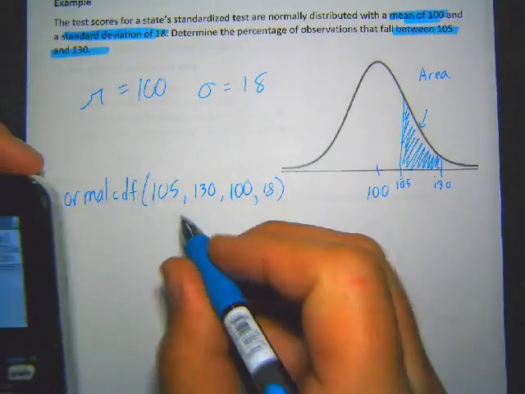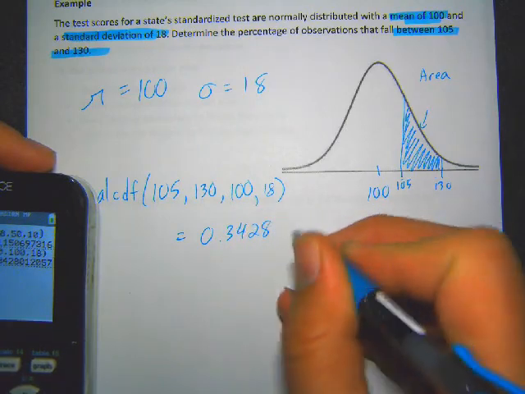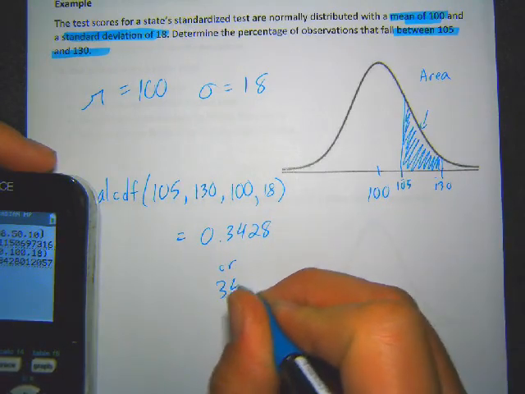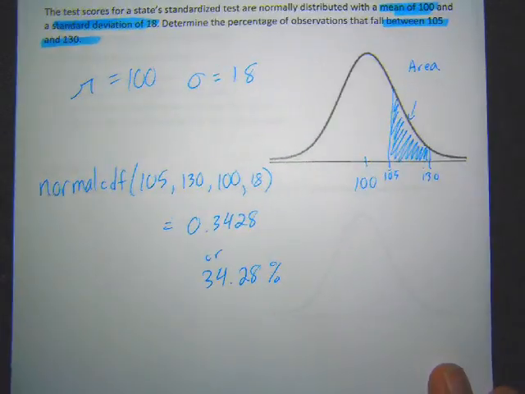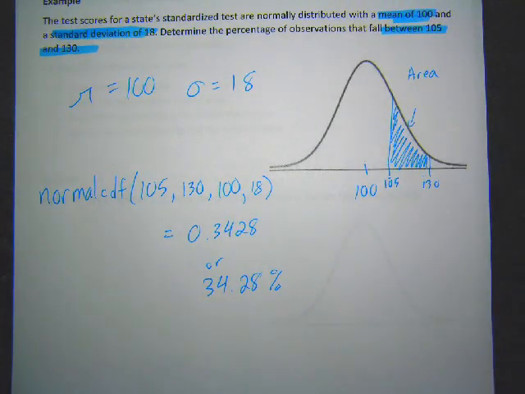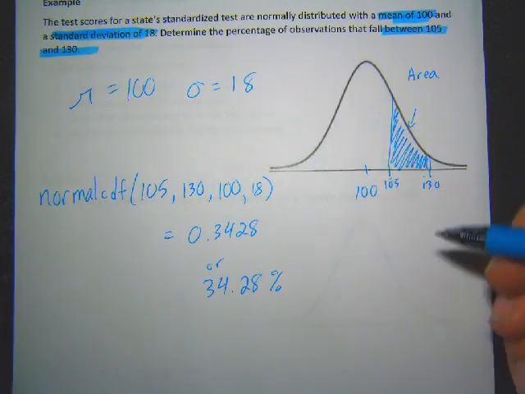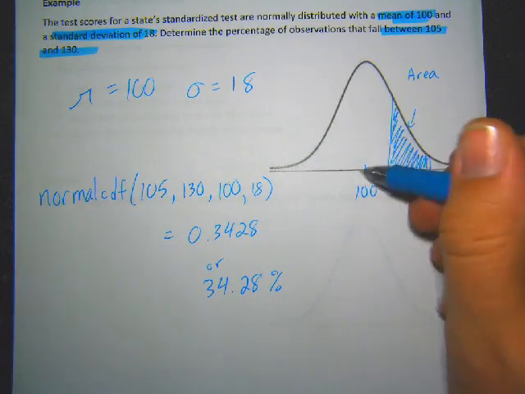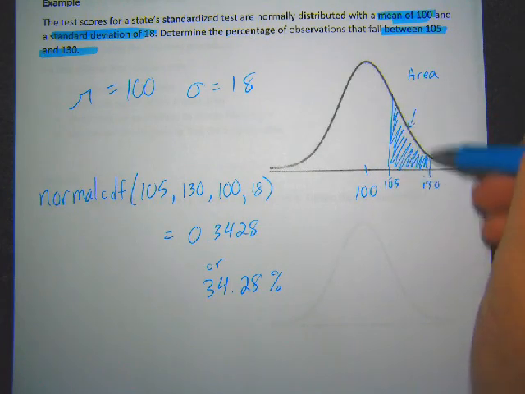So the answer should be 0.3428, or about 34.28%. If we think of that as a percentage or a decimal, they both work. So that's the area there. This area is going to be 34%. And that makes sense. It's less than half. Here, 105 is close to 100, so we're kind of close to the middle. That's why this is still pretty big.